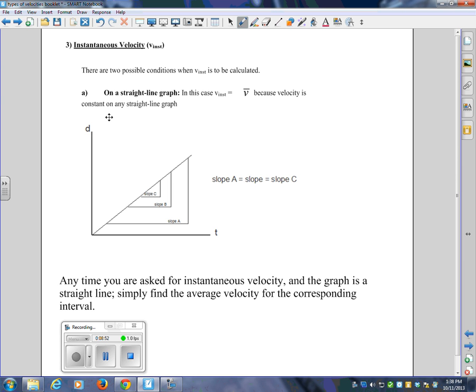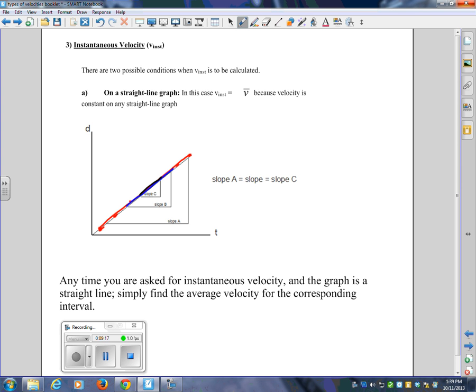The velocity here and there and there and there and there and there is all the same, because it's a straight line. The slope does not change. The slope of this interval here in red is the same as the slope of this interval here in blue, and it's the same as the slope of this interval here in black.